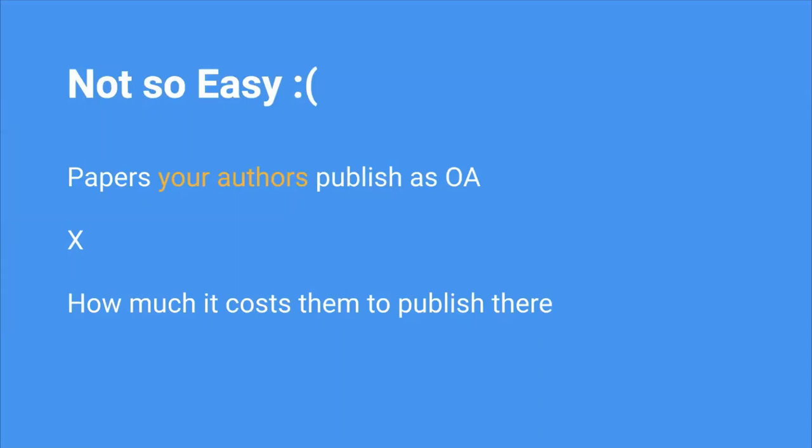So the number of papers that your authors publish as open access is complicated, not only because researchers can have multiple affiliations, but because there hasn't been a well-applied standard for tagging affiliation data to authorship and then tracking that all the way through the publication process. So we'll look at that in a bit more detail, but figuring out who your authors is not actually simple.